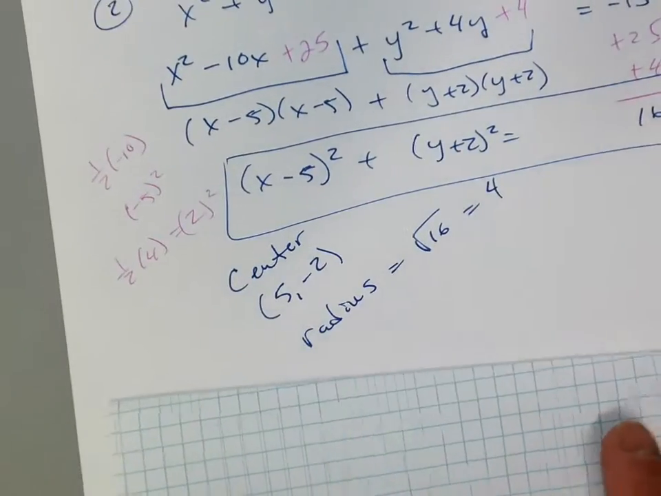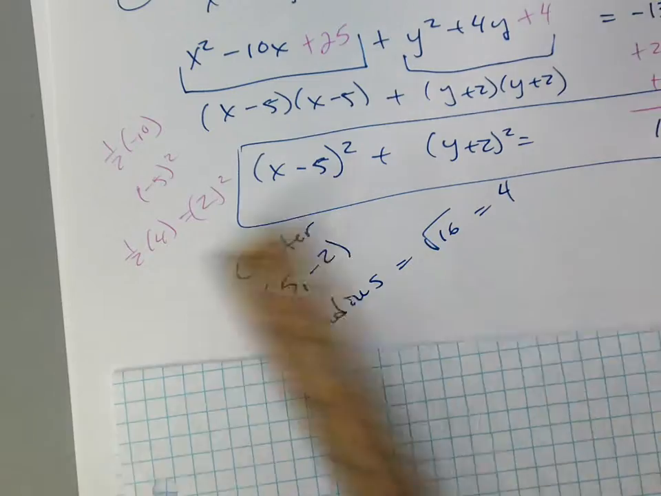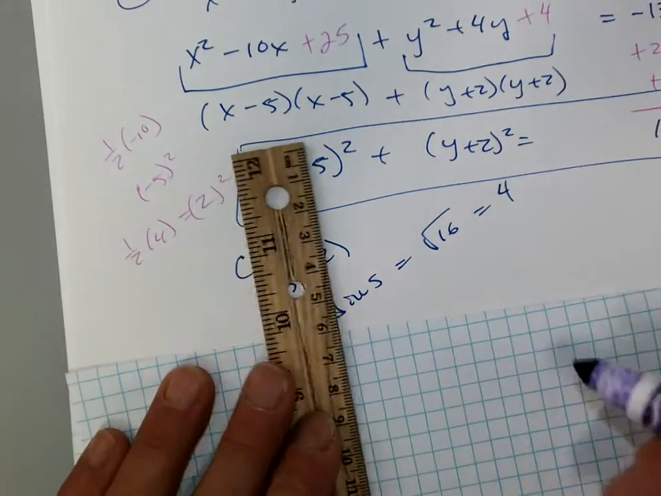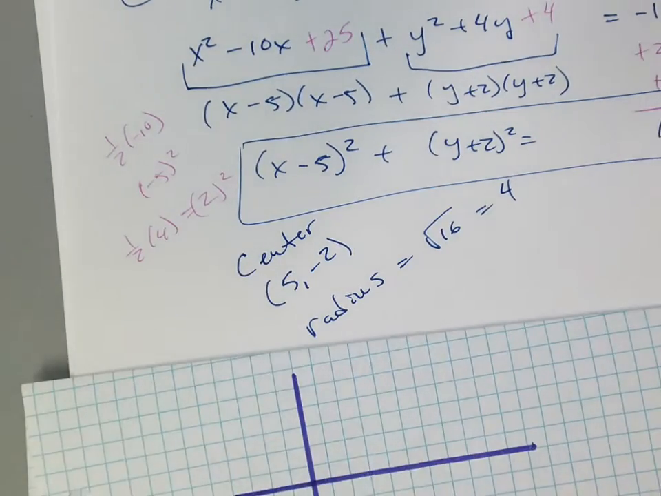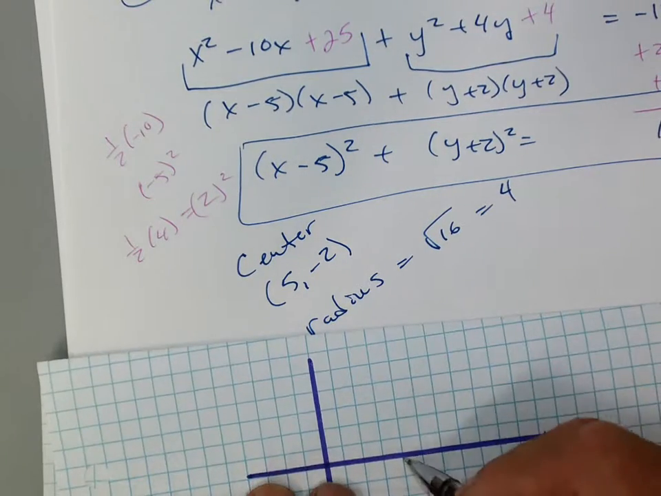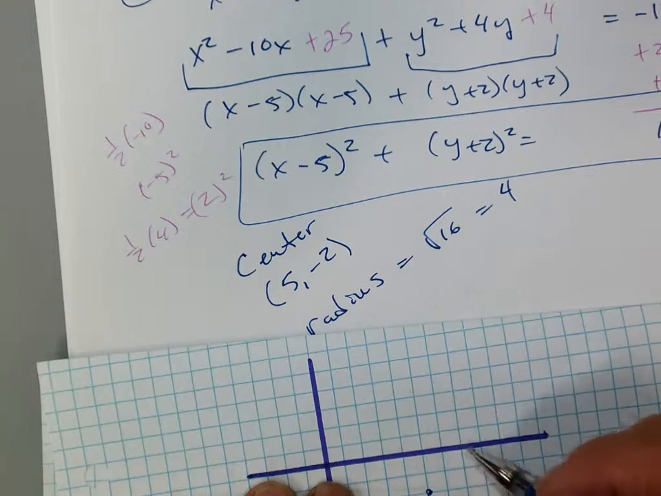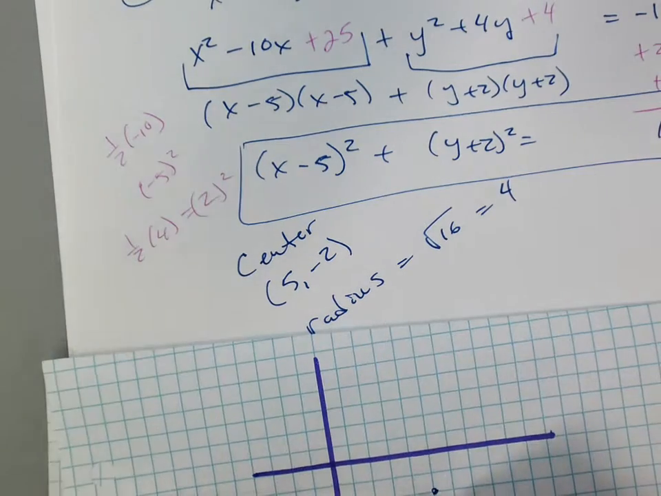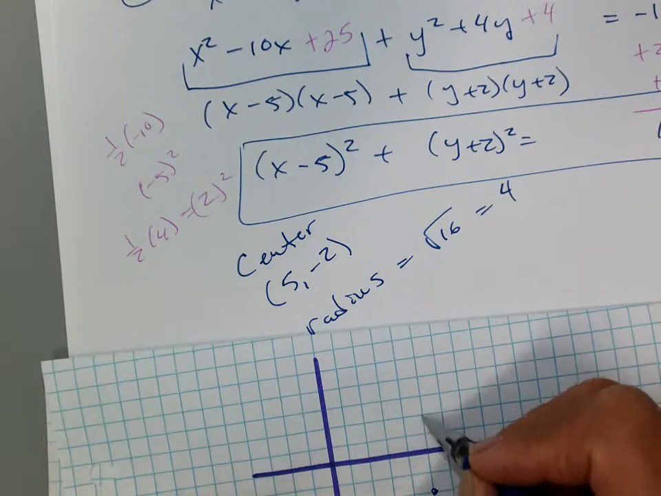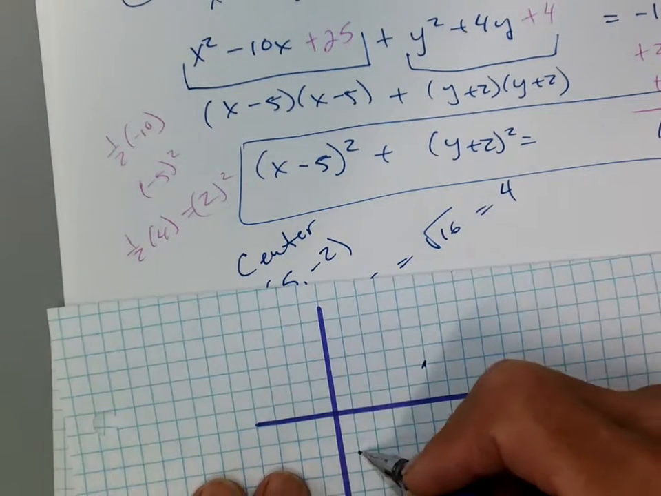To graph it, I'm going to go ahead and hopefully not make a bad looking egg, right? I'm going to go to the center of 5, negative 2, and the radius of 4. So I'm going to find my center, and I'm going to go 4 out, 4 back, 4 up, 4 down, and draw in my circle. 1, 2, 3, 4, 1, 2, 3, 4, 1, 2, 3, 4. And I'm going to draw it in the best I can.